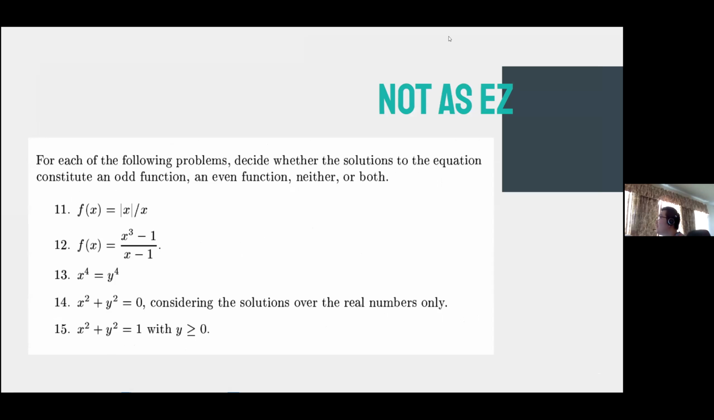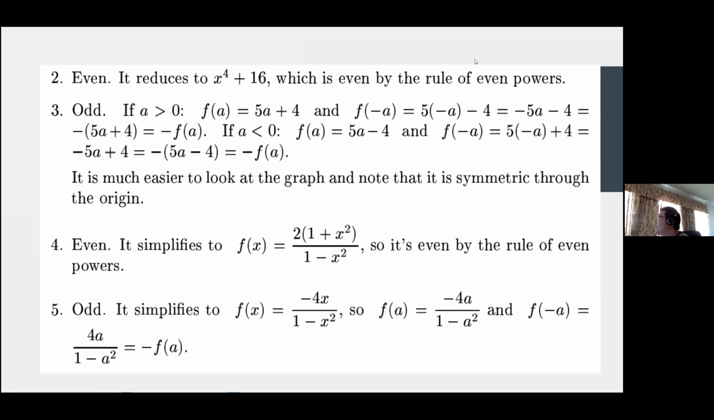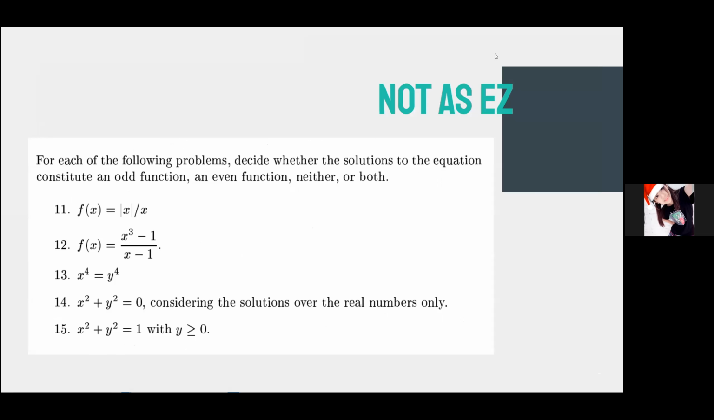So let's move on. All right. Do you have any questions before we move on? No question. Cool. Let's move on to the not as easy problems. Now, these ones, I wouldn't say are not as easy. They're just, you need to think more. Now, I'm extremely bad at thinking, so I wouldn't know how to solve these, but fortunately you do.